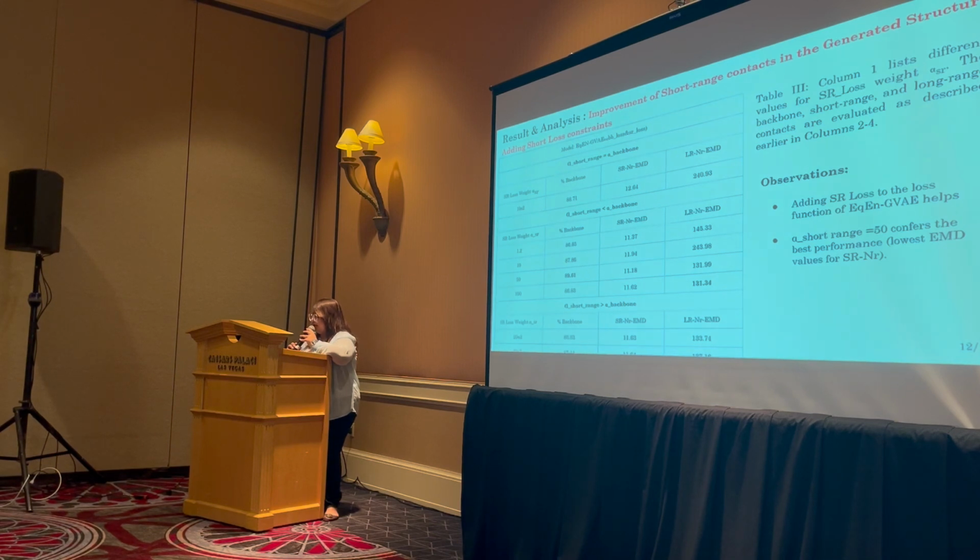And of course, we played with the values, and we adjusted the weight of the alpha short range values in 3 ways, where the value is equal to, greater than, or less than the weight coefficients of the backbone. And we can see that adding the short range loss to the VAE loss function actually helps, especially the value 50. We can see that it is giving the best performance because it has the lowest EMD values here.